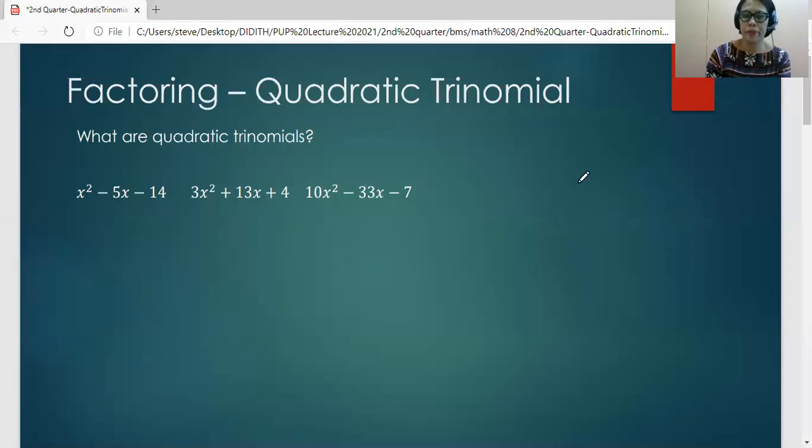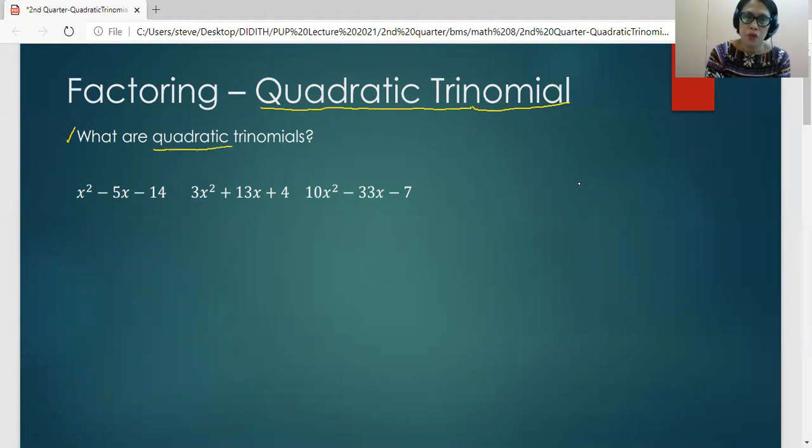Hi there, grade 8. Our topic for today is still factoring, and what we're going to factor are quadratic trinomials. First, we have to answer this question: what are quadratic trinomials? If you remember last time, we were able to factor perfect square trinomials. So this time, we're going to work on factoring quadratic trinomials.